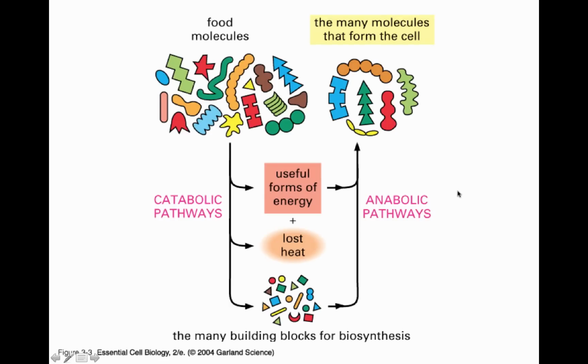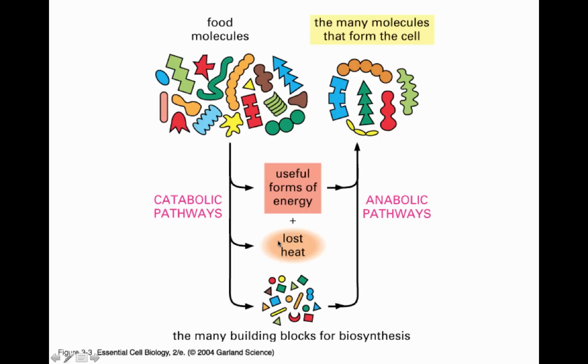So remember, in Bio 2 you learned that food molecules are going to be broken down through catabolic pathways, and those catabolic pathways are going to generate useful forms of energy, usually in the form of ATP and electron carriers. You're going to generate building blocks that could be used to build other molecules, for example amino acids, simple sugars, nucleotides. And you're going to lose some of that energy as heat.